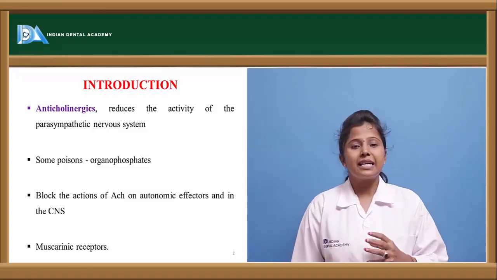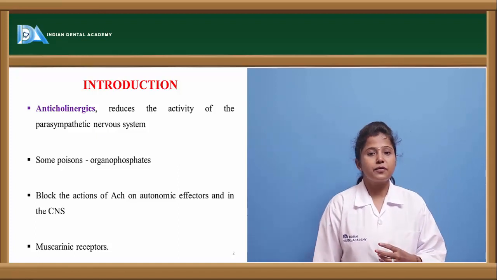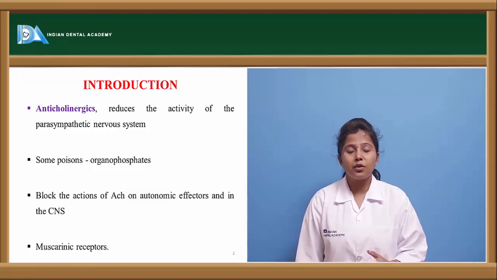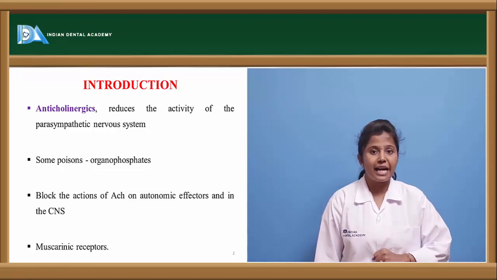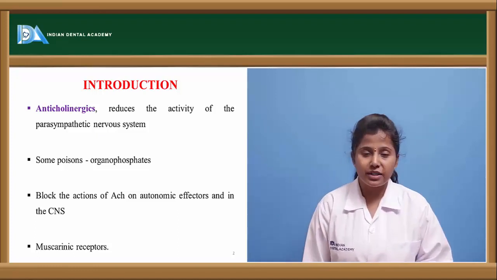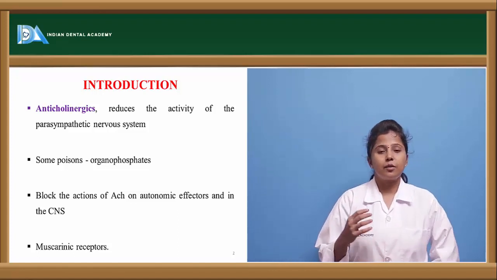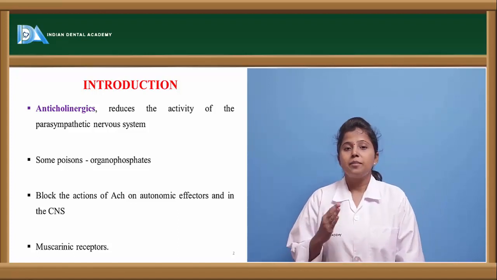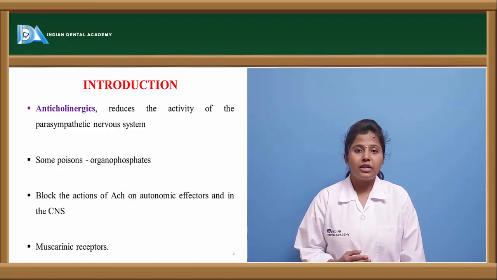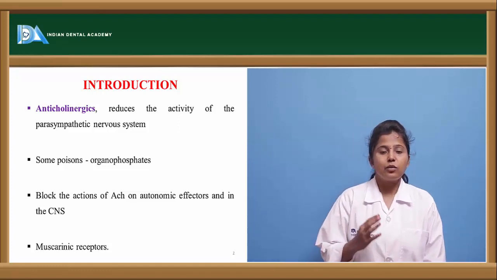And there are some poisonings, like organophosphorus compounds. These are compounds which also show anticholinergic actions under some poisoning conditions. And apart from that, what do these anticholinergics or parasympatholytics do? They block the action of acetylcholine either directly or indirectly. So what does this mean?